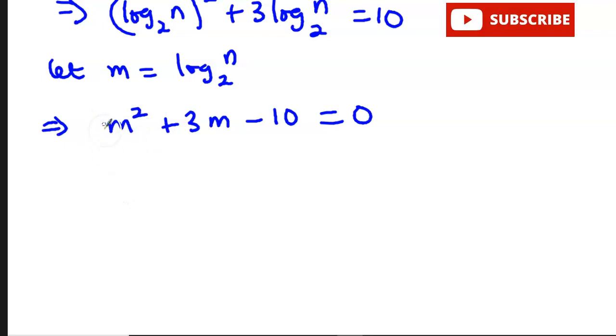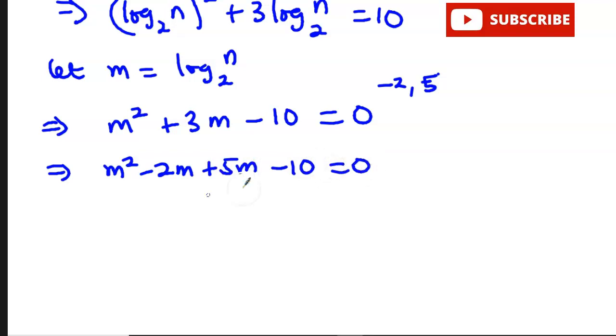So 1 times minus 10, which is minus 10, and factors of 10. Two of them, when you add you get plus 3, and when you multiply you get minus 10. So we can try minus 2 and 5. Minus 2 plus 5 is plus 3. Minus 2 times 5 is minus 10. Then we break the middle term into these two factors. So this implies that m squared minus 2m plus 5m minus 10 is equal to 0.